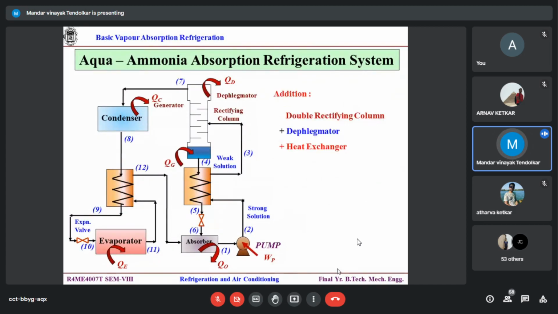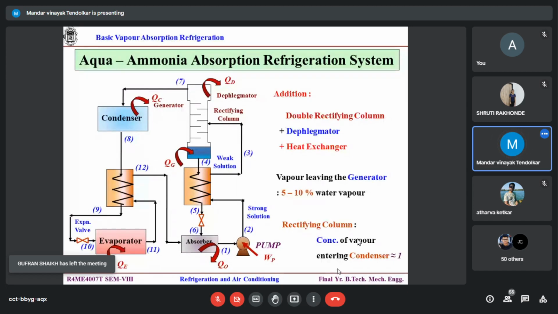Correct? So we have the double rectification column plus the deflagmator plus some kind of heat exchanger where if at all any water traces would be there, water in the then to further part. Correct?